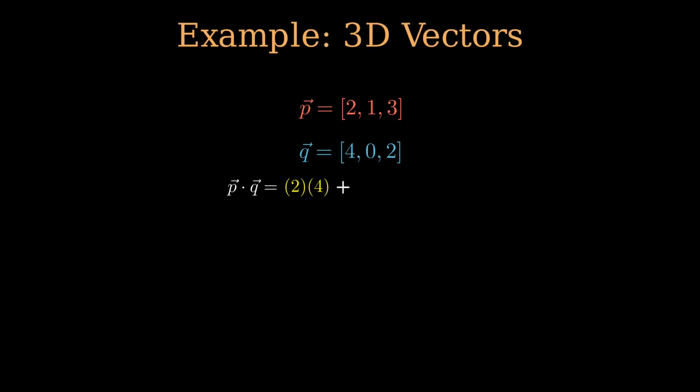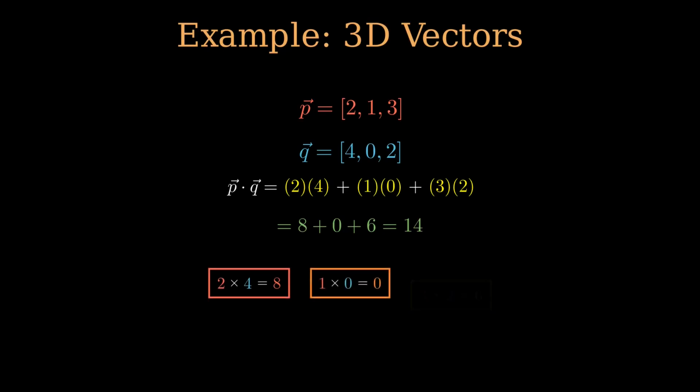The inner product works in any dimension. Let's try 3D vectors. Multiply each pair. 2 times 4 is 8. 1 times 0 is 0. 3 times 2 is 6. Sum them up. 8 plus 0 plus 6 equals 14. Notice how we multiply components in the same position and add them all together.